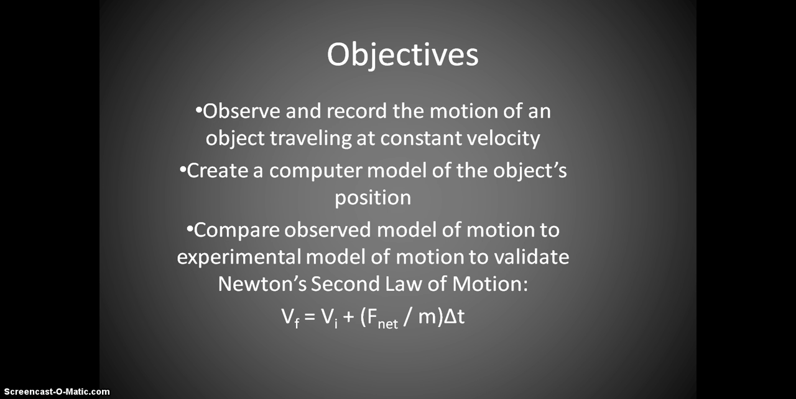Python will then be used to create a computer model that simulates the motion of the object. Once we have these two models, we can compare them together to prove or disprove Newton's second law, which is stated as Vf equals Vi plus Fnet divided by m times delta t, where Vf equals final velocity, Vi equals initial velocity, Fnet equals the total net force acting on the object, m is the mass of the object, and delta t is the change in time from beginning to end.